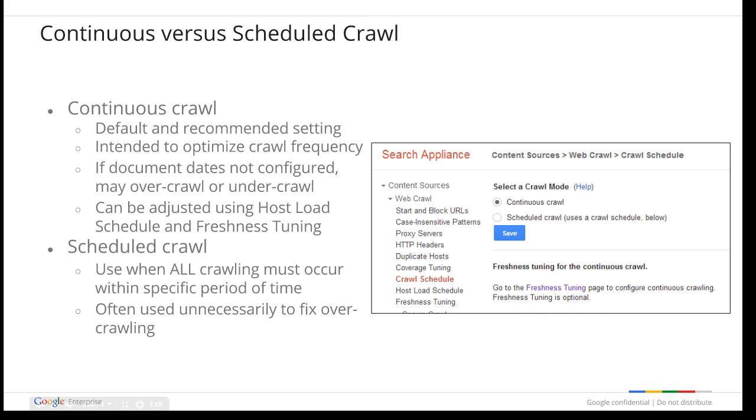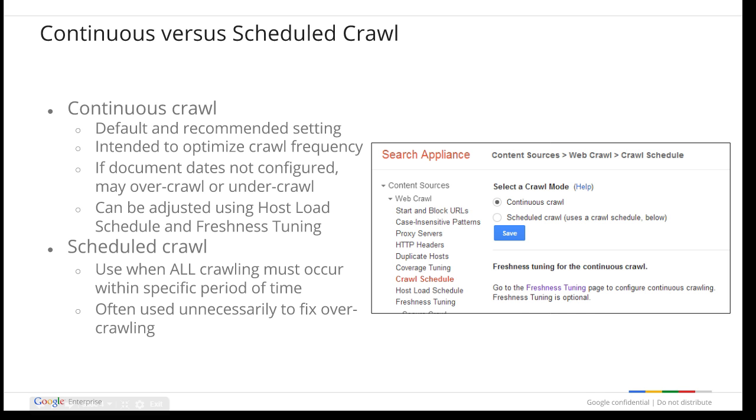Even so, you might find that the GSA crawls some of your content more frequently than you'd like. Your application servers may not be able to handle the number of requests the GSA makes. The GSA may have difficulty identifying the optimal crawl schedule if document dates aren't configured properly. If you encounter one of these problems, you can adjust the crawl frequency using host load schedule and freshness tuning.